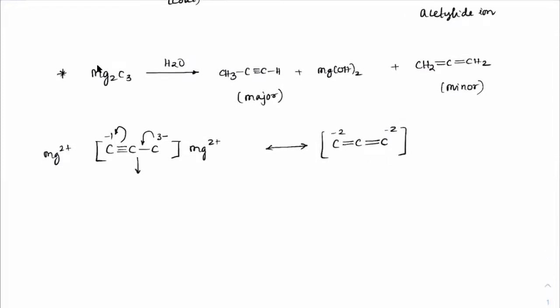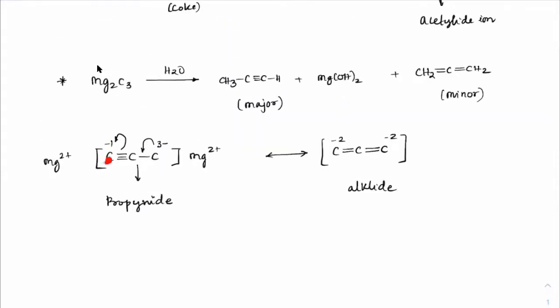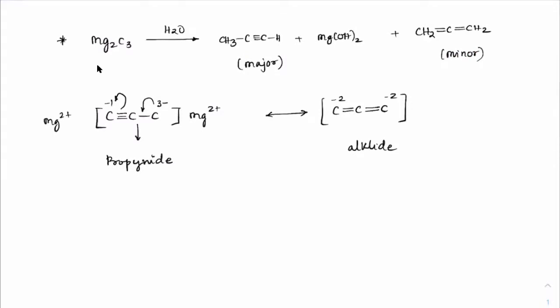This form where you have a triple bond is called propionide, and this form which you have is alkylide. So propionide or alkylide on hydrolysis, wherever there is minus, just keep pushing as many hydrogens as possible. So C minus is there, 1 H plus will come here, 3 minus is there, so 3 H plus will come here. That would give us the major product as this, and alkylide will give you the minor product as the allyl group. Right? So this is from the carbide forms.